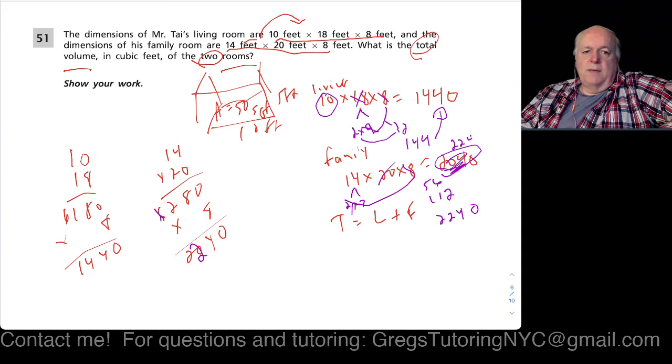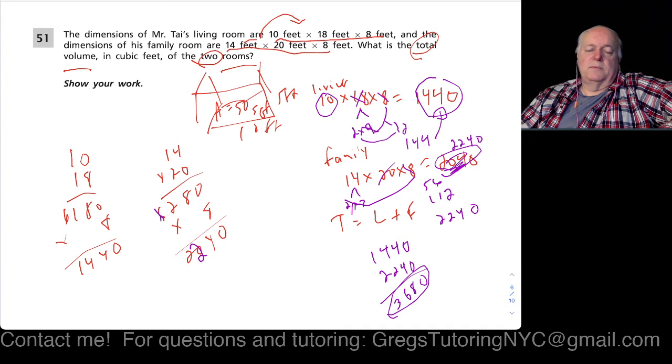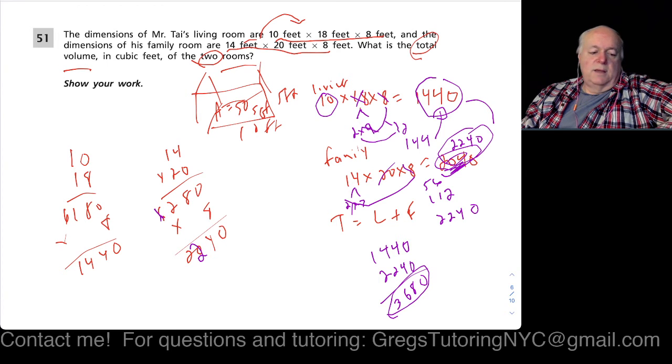And then at that point, we have to take the living room, 1440, plus the 2240. Get 0, 8, 6, 3. 3680 should be our answer. By the way, some kids get as far as getting the 1440 and they stop. Some kids get as far as doing the 2 of these and then they make 2240 the answer. You gotta piecemeal these things and figure them out properly.